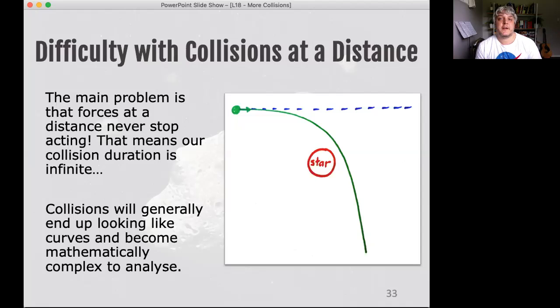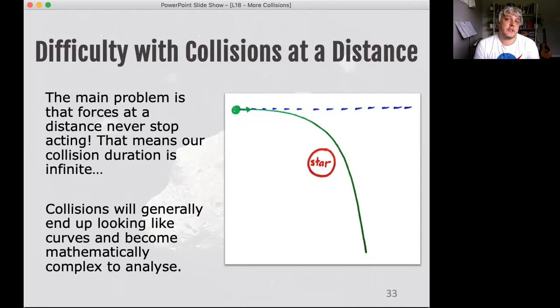So you could figure out processes like that, but even if you do that, the collisions end up looking like these sorts of curves, right? We've got this curved pathway and it becomes mathematically very complex to analyze. So we're not going to do any of this sort of analysis in this course, but I just wanted you to be aware of it. This is a very common sort of process in physics, believe it or not. Not just with stars, but as I said, we will meet electrical repulsion. So the idea of charged particles and also magnets, and they can cause paths like this, deflections like this.